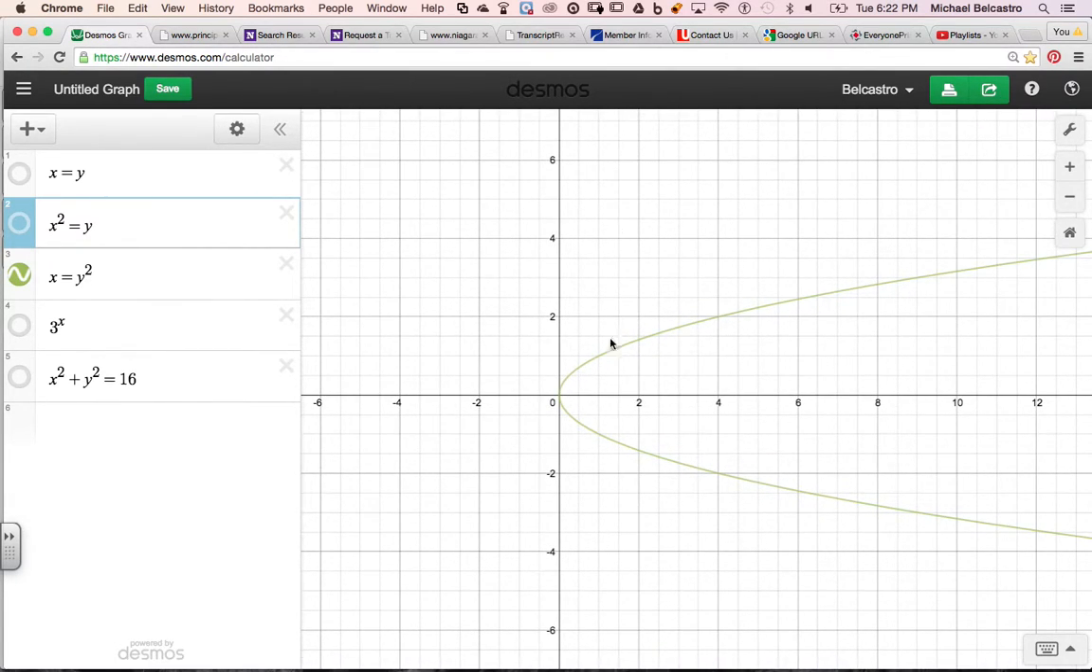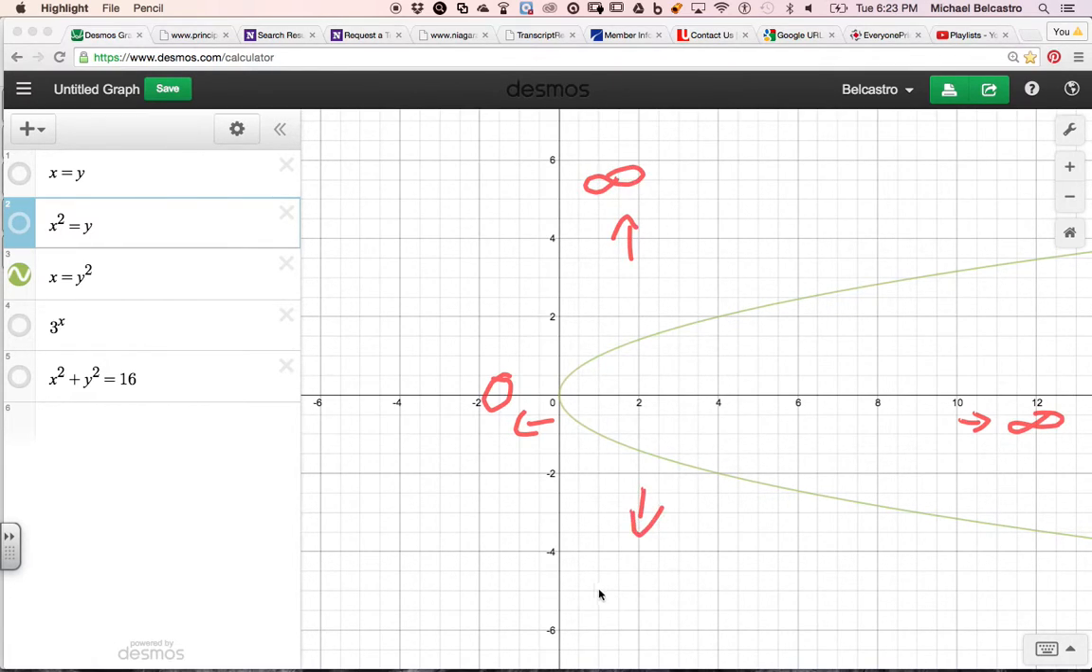Up and down, this one's going to go forever. So what's it going to be? Just infinity and negative infinity. How about left and right? Is there a stopping point left and right? Yeah, there's a stopping point going left at 0. So 0 would be our lowest value, going left. And what would be our highest value? Infinity. Okay, and up and down, our highest value was infinite, and lowest value was negative.